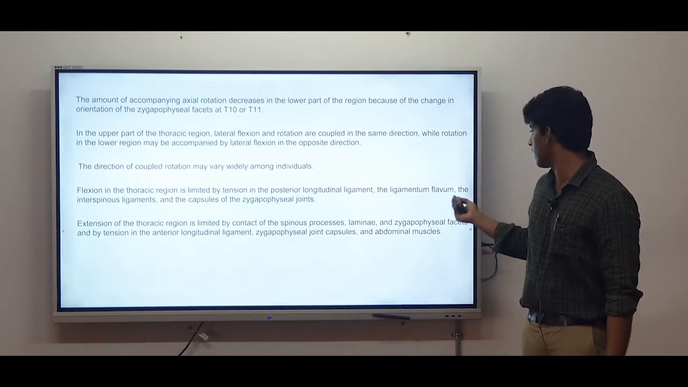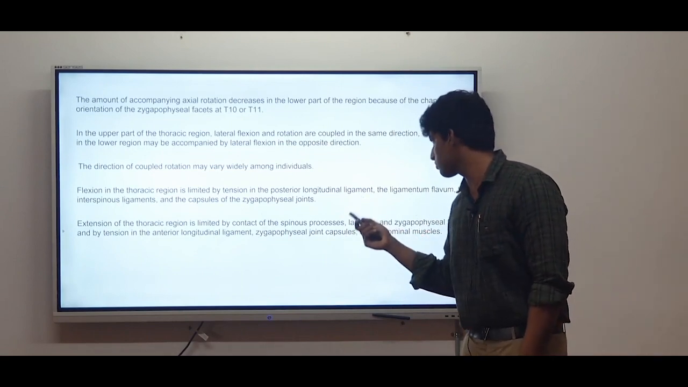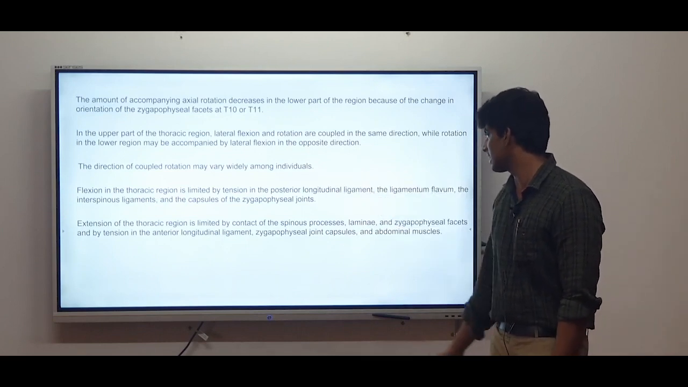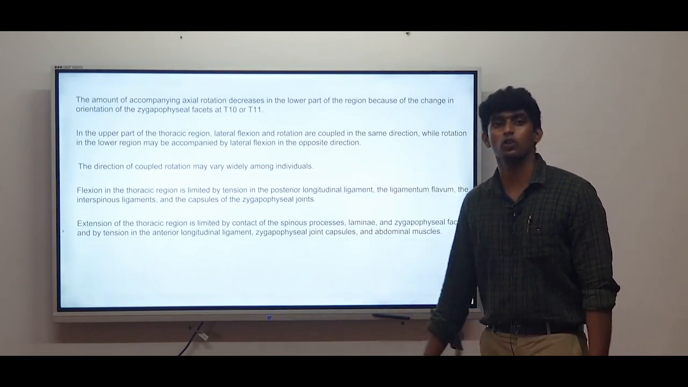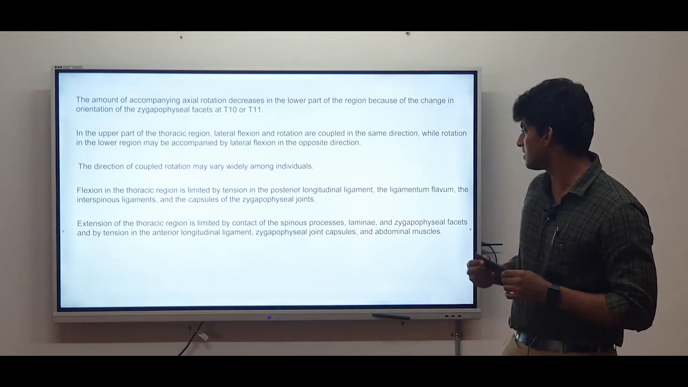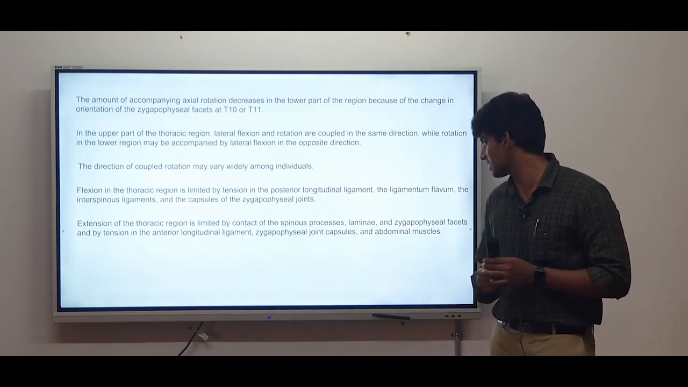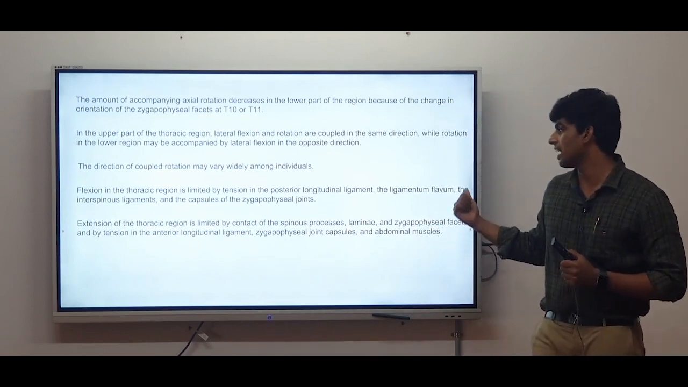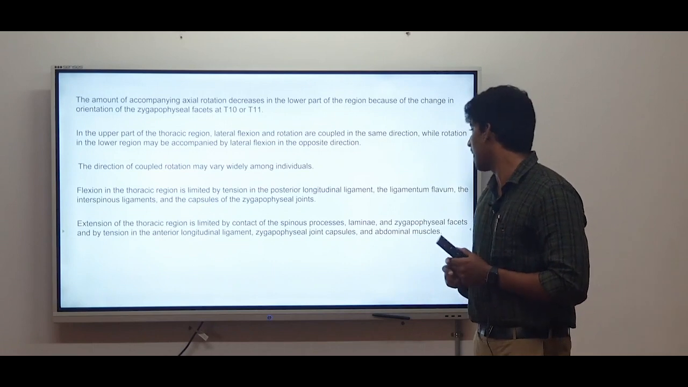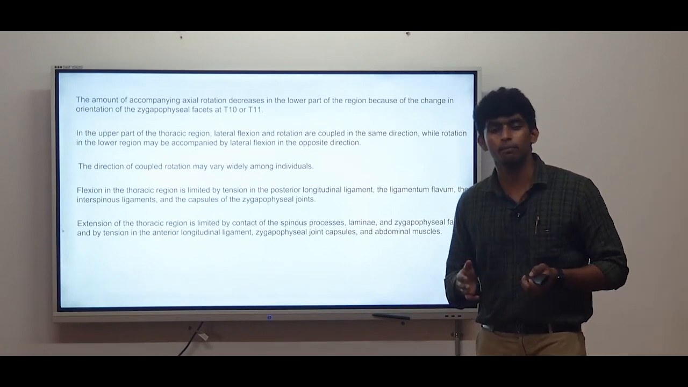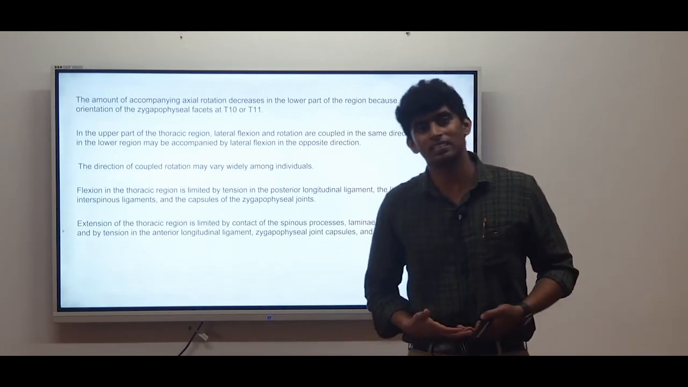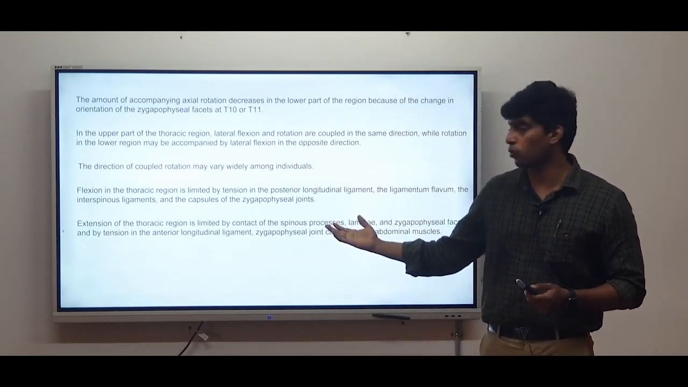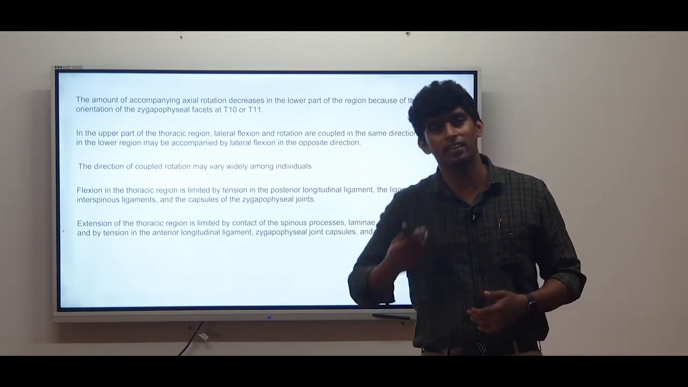and the interspinous ligament and the capsule of the zygapophyseal joints also limit the flexion in the thoracic region. The extension of the thoracic region will be restricted by the spinous process, lamina, zygapophyseal joint, and the tension in the anterior longitudinal ligament, the zygapophyseal joint capsule and abdominal muscle. Almost all the structures in the anterior part will be restricting the movement, that is, extension will be restricted by the anterior part structures.